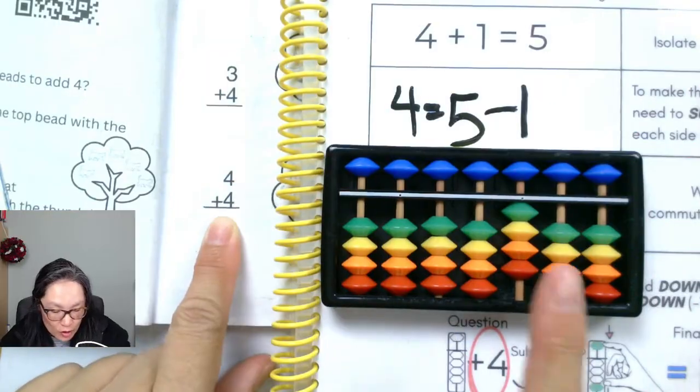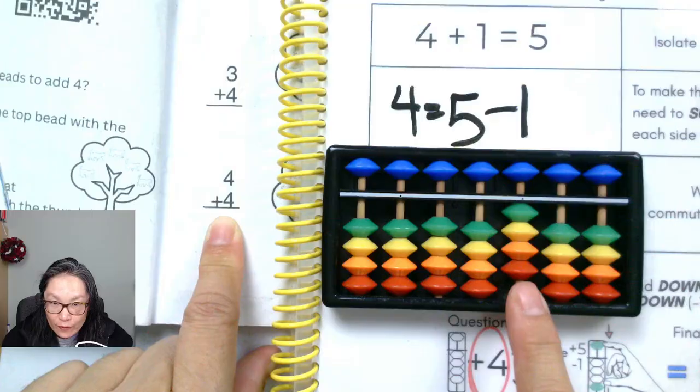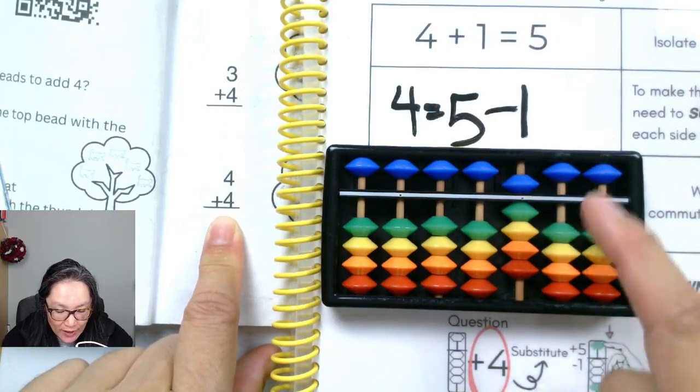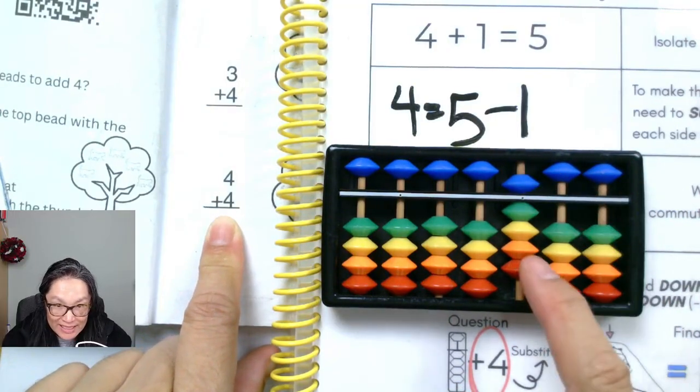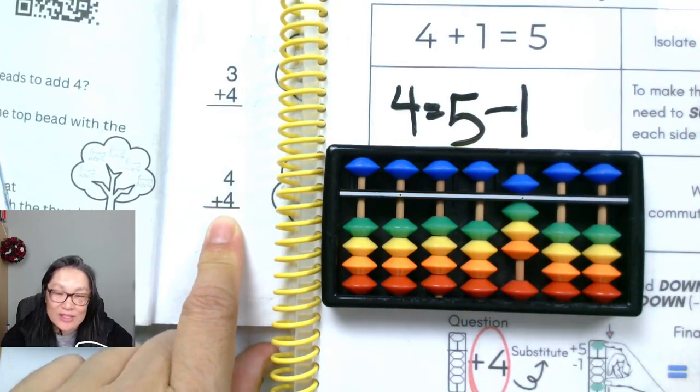We want to add the 4. Notice I want to add a 4 here. I cannot add a 4. All I have to do is add the 5. That's too much, right? Adding the 5 is too much. I need to take away the 1. So my final answer is 8.